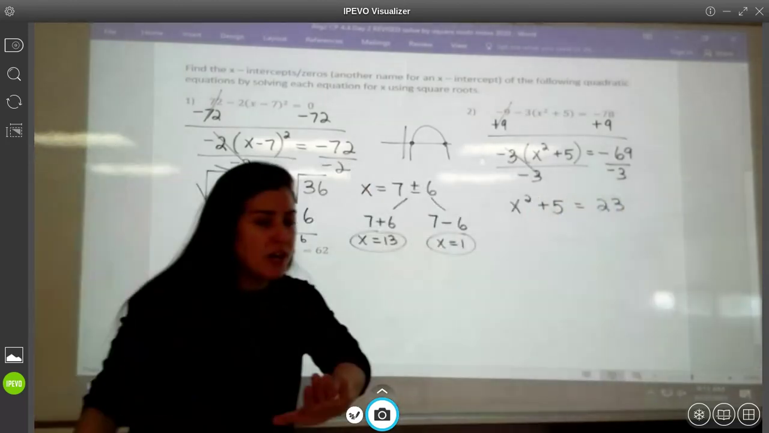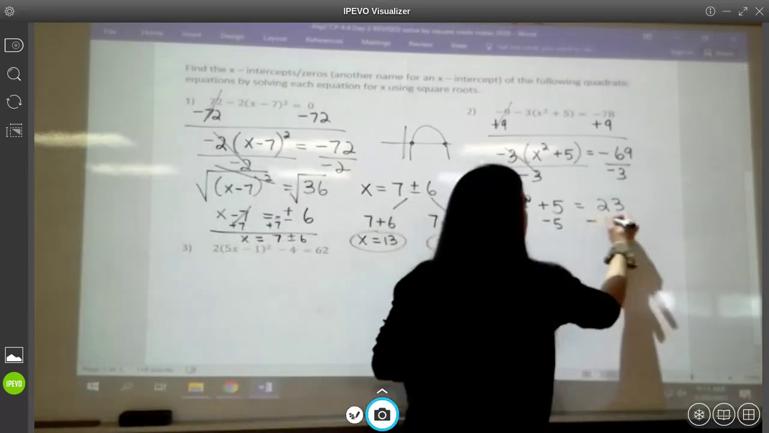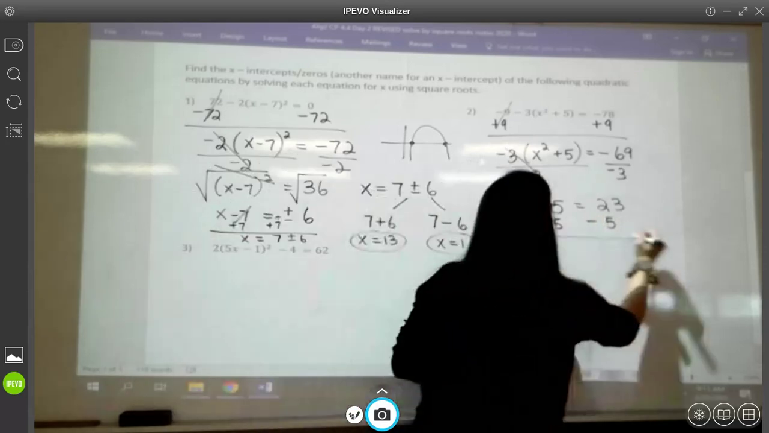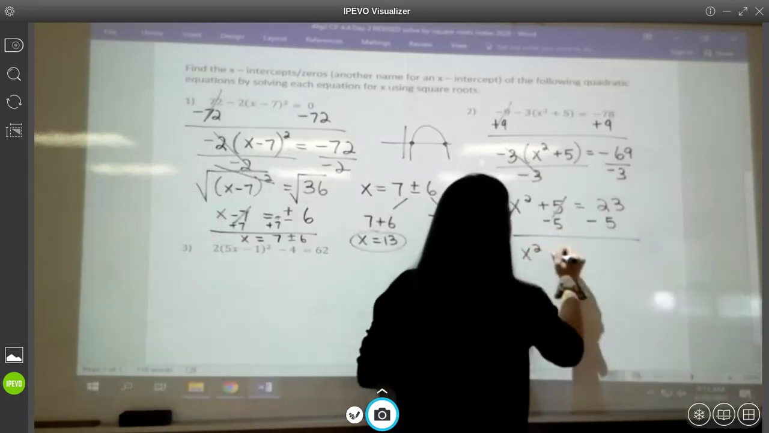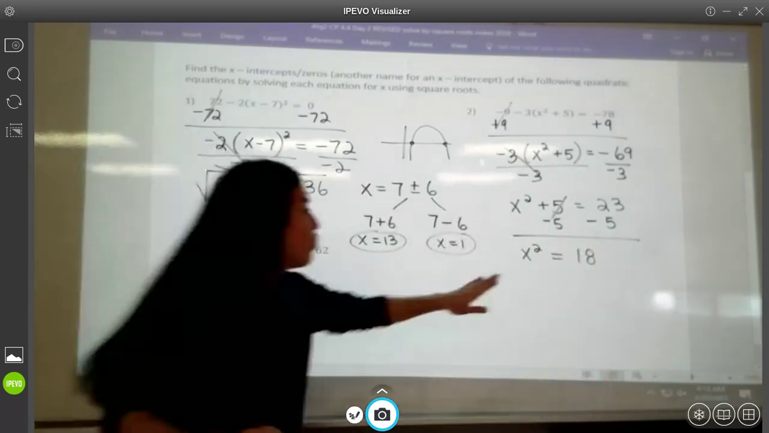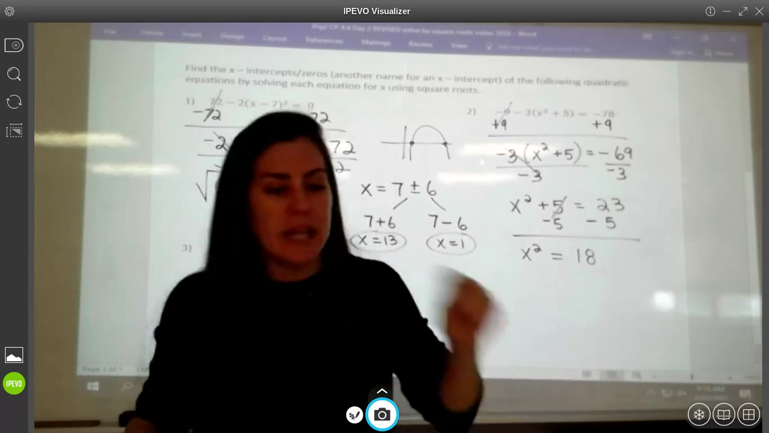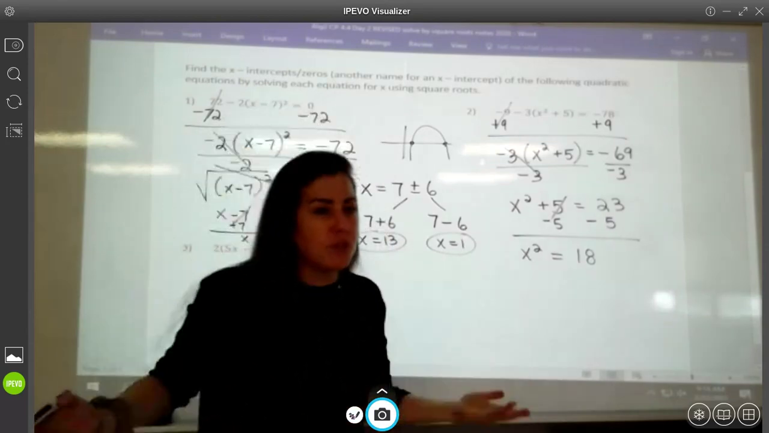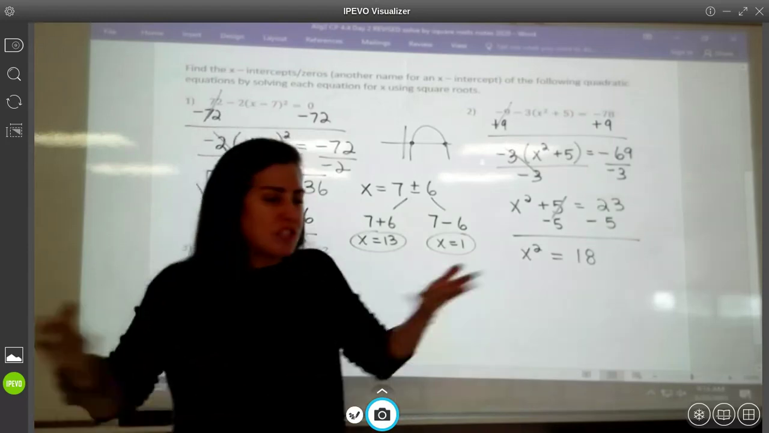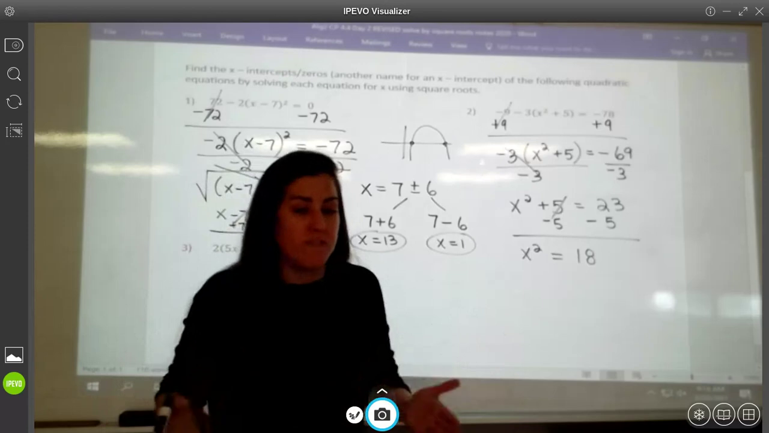But x² isn't alone yet, so you still have to subtract that 5 away. You don't want to take the square root too early. Then you get x² = 18. So you're trying to figure out what number or numbers you could have squared to equal 18. Well, guys, 4 squared is 16. 5 squared is 25. So we skipped over the 18. So clearly it's some decimal in between 4 and 5.